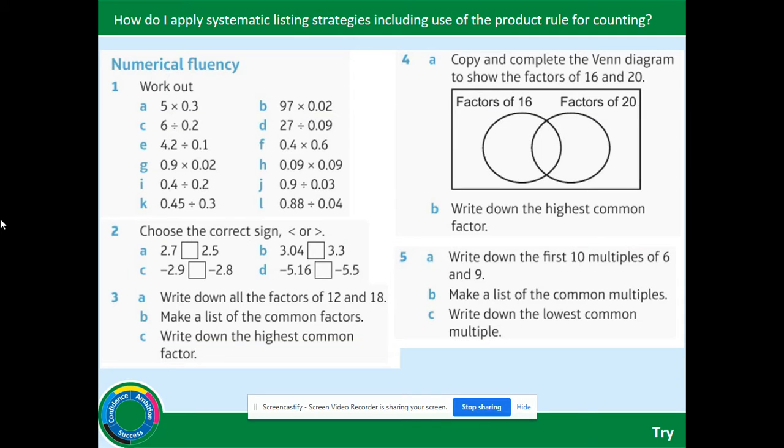Hello everyone, this is Unit 1 from the Year 10 curriculum that you'll be starting now. And this first part, the first chapter, is number and number fluency.